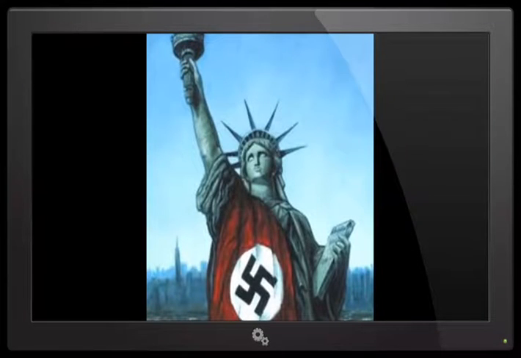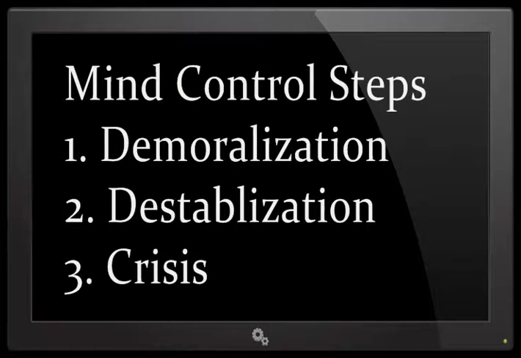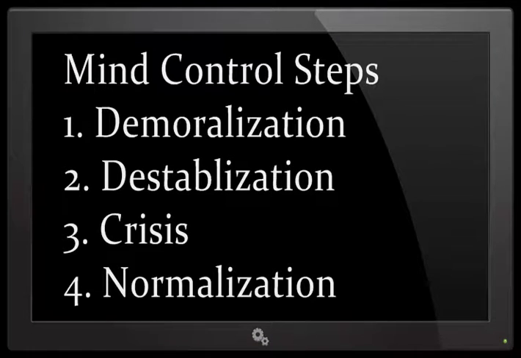They're rendering us defenseless. Step 3 is crises. It is a discreet and necessary step in the process of mind control. And after they get the law passed, then it's time to normalize. That's step 4. This is another discreet step.